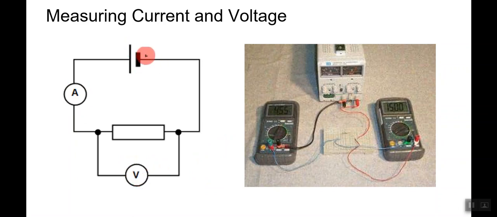This here is a battery, just like what we talked about. This smaller side is the negative terminal, and this longer side is the positive terminal. So you'll get the flow of electricity through this conducting wire. It'll go through this point here, which will measure the voltage, and then through this point here, which will measure the current.